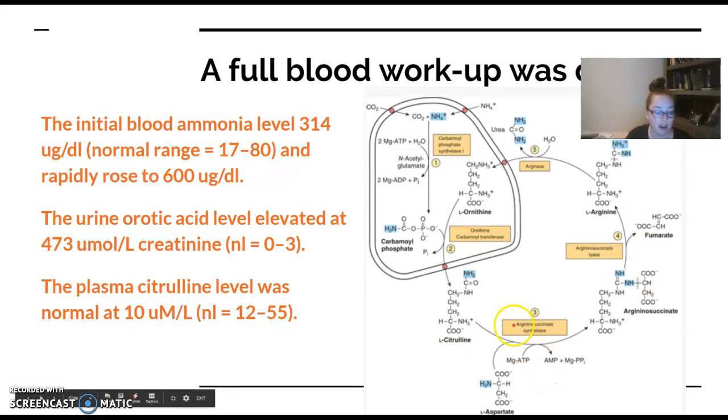So the most likely cause, if we're looking at this for this infant's symptoms, is an impairment of this enzyme here, the ornithine carbamoyl transferase. It's also called ornithine transcarbamylase. And this is the enzyme responsible for shuttling this extra carbamoyl phosphate out of the mitochondria as citrulline.